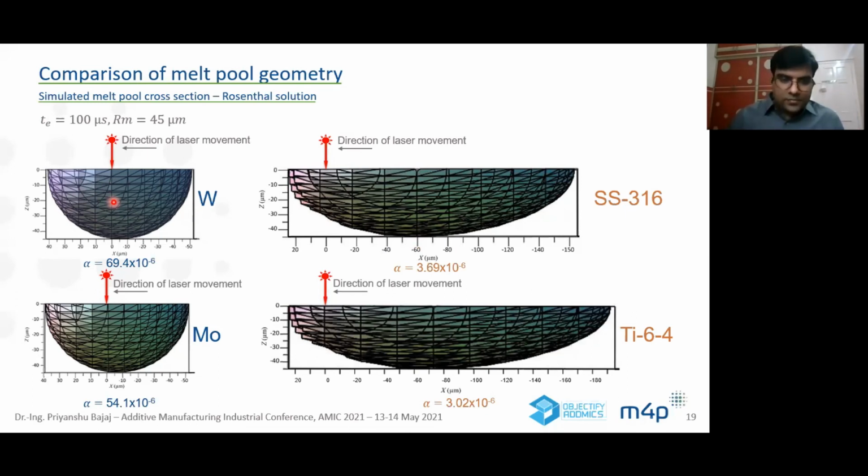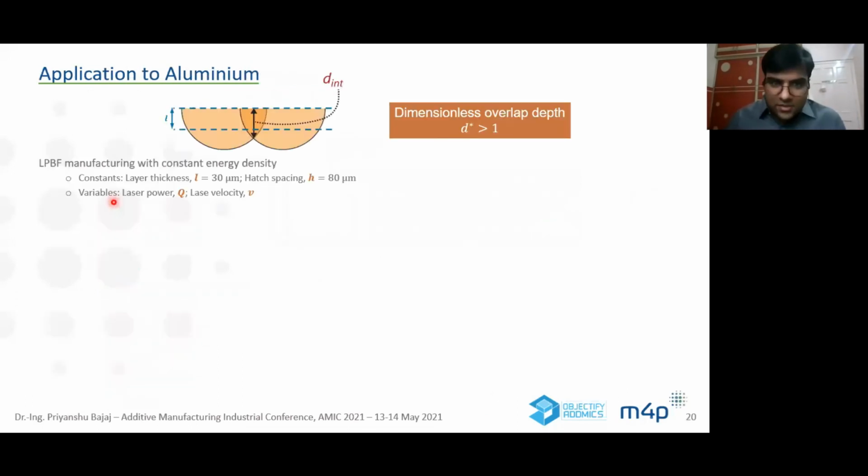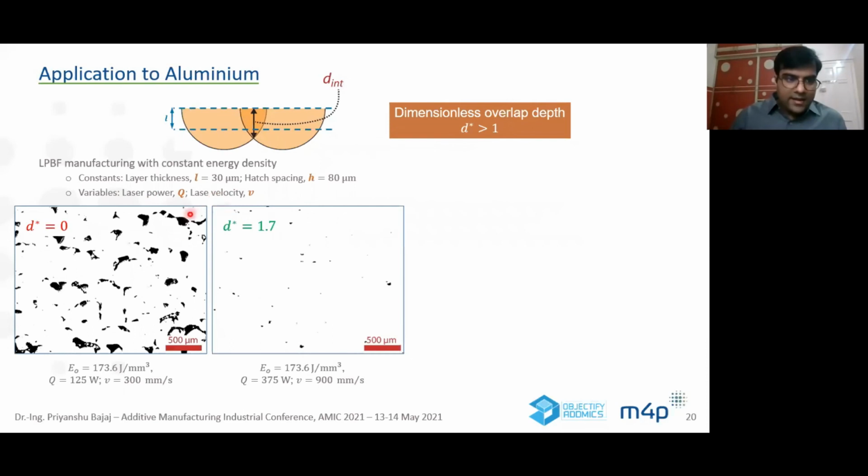Okay, let's get to some applications. Just remember one thing: my D star needs to be greater than 1. And I show you here some examples where I keep the layer height constant and I keep the hatch spacing constant. And I'm using only two variables: laser power and scan velocity. How do I keep the energy density constant? I'm just keeping the ratio of power and velocity the same. I can keep the volumetric energy density constant.